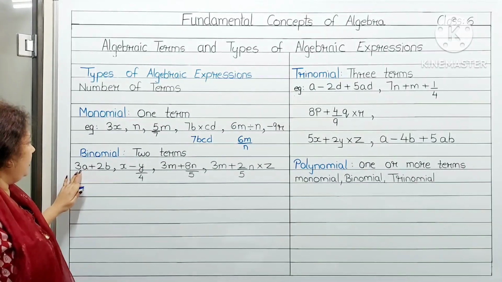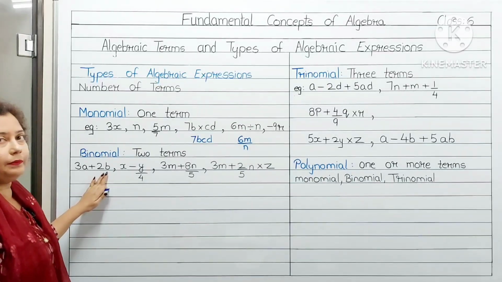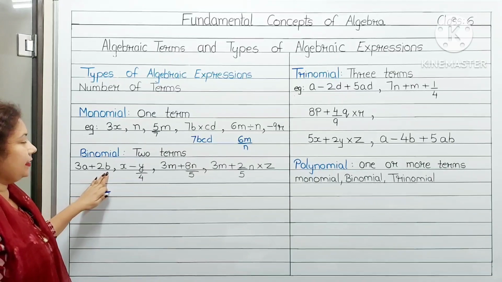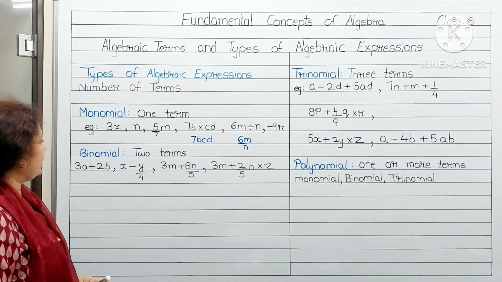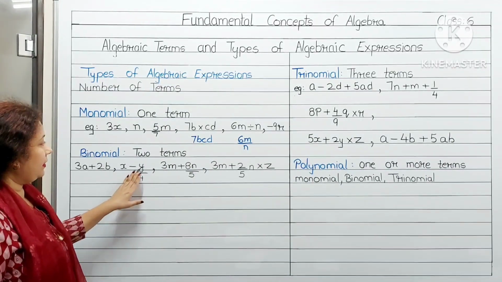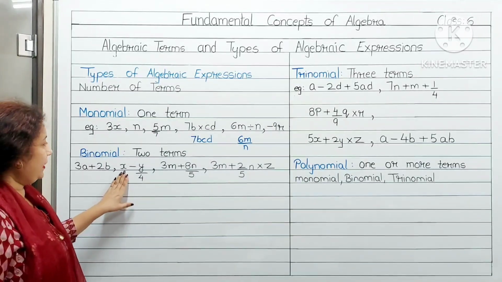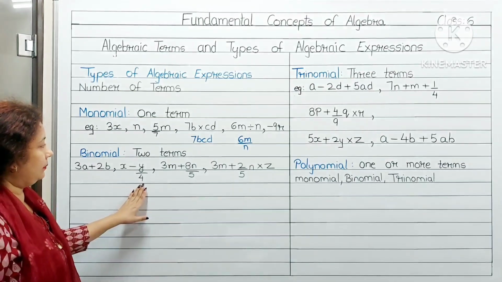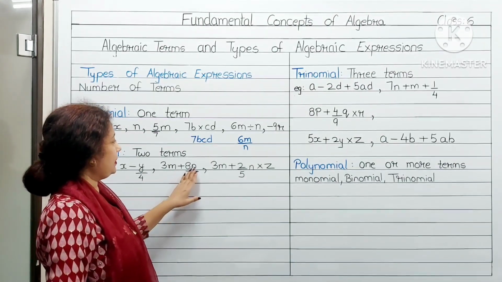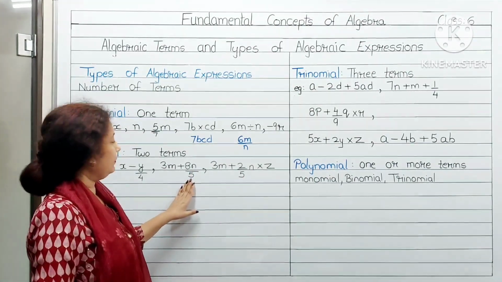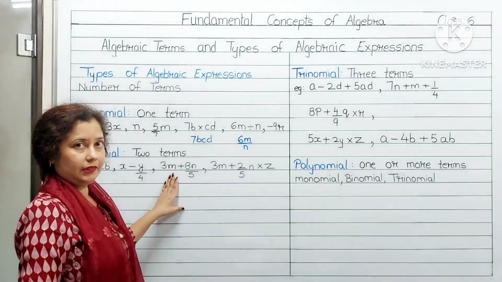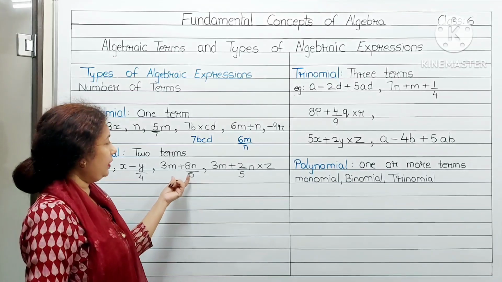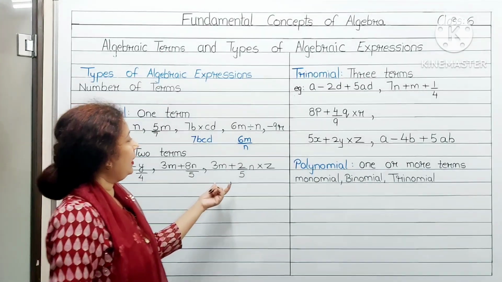For example, 3a plus 2b. So here 3a is the first term, 2b is the second term. In the second example, x minus y upon 4, x is the first term and y upon 4 is the second term. 3m plus 8n upon 5, here 3m is the first term and 8n upon 5 is the second term. So again two terms are present.